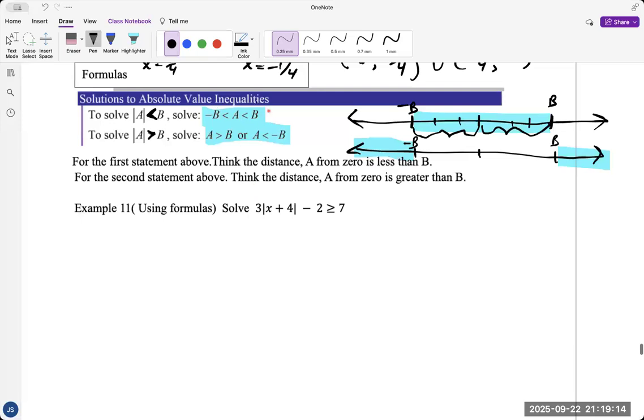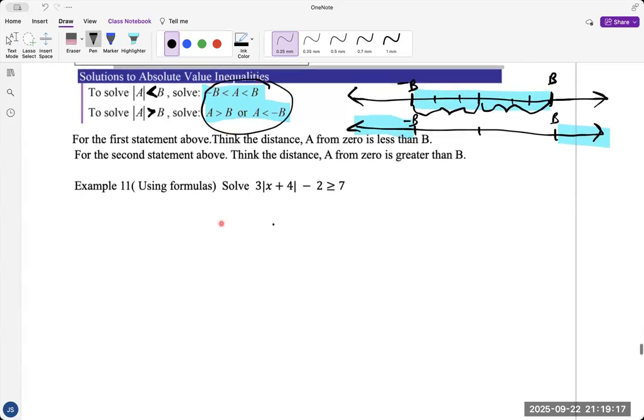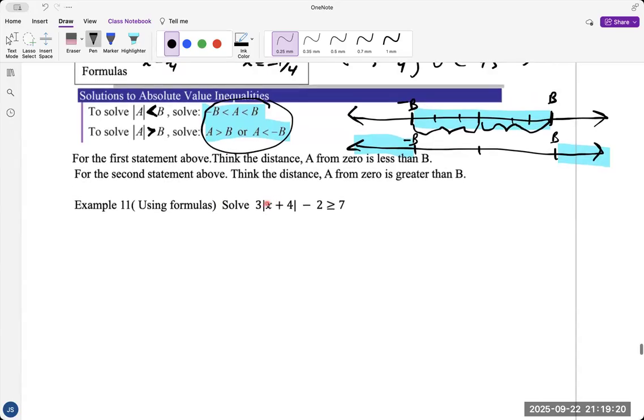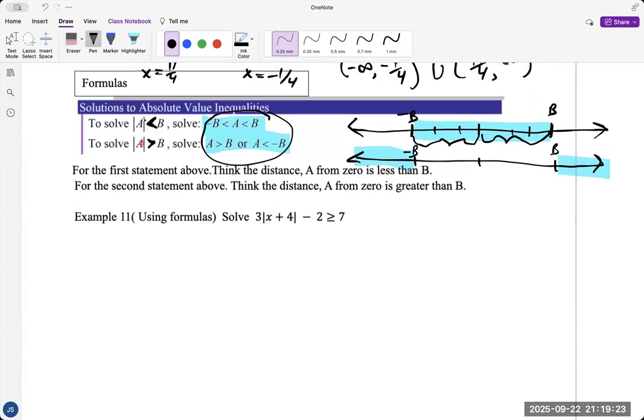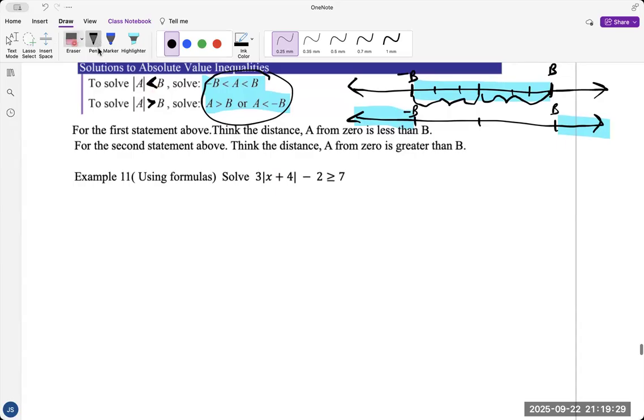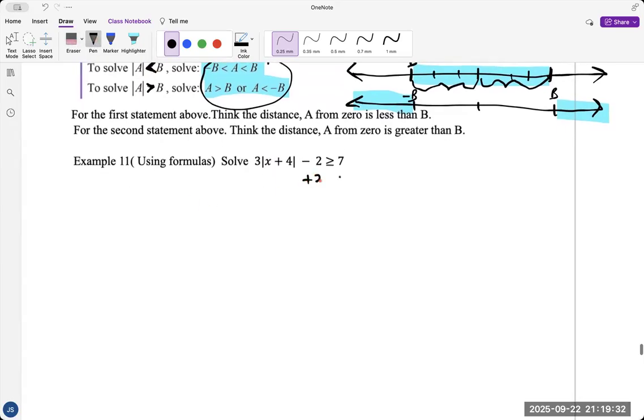Using formulas, which means these formulas right here, solve this. So first, notice both of these equations are solved with the absolute values on one side of the inequality. So I have to do that first. I add 2 here to both sides. 3 absolute value of x plus 4 greater than or equal to 9, sorry. We added 2 here, that the 2 canceled. We added 2 here, we got 9. So 3 times the absolute value of x plus 4 is greater than or equal to 9. Then I divide by 3 on both sides.